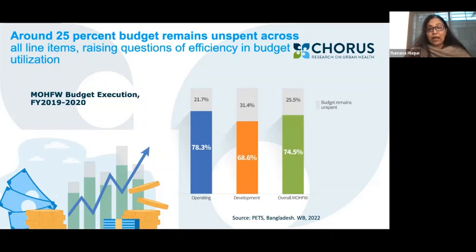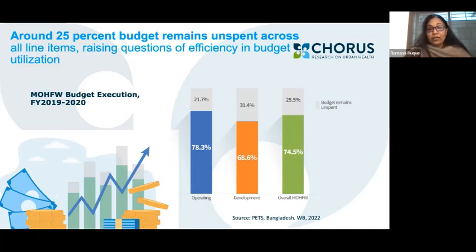So there are some overlaps, but basically operating budget is for recurrent cost, and development budget is for development spending for infrastructure development and other. In this public expenditure tracking, we looked into only the Ministry of Health and Family Welfare budget execution, and for 1 year only, 2019 and 20.